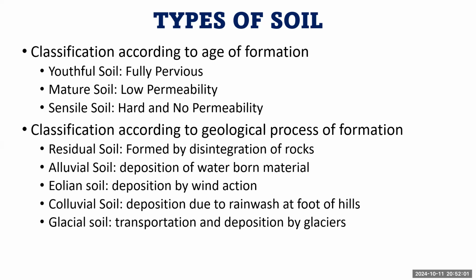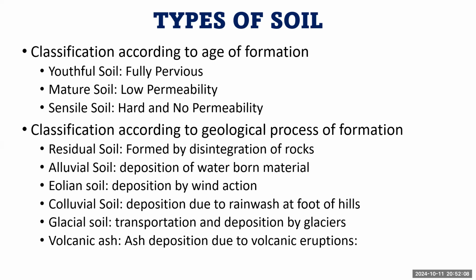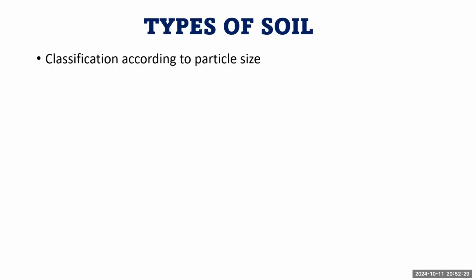Glacial soil is formed due to transportation and deposition of soil by glaciers. Volcanic ash is a type of soil which is deposited due to volcanic eruption. Pan or clay pan is a hard layer of clay. So these are the two classifications of soil. Along with this, you know the third classification of soil, which is according to particle size.